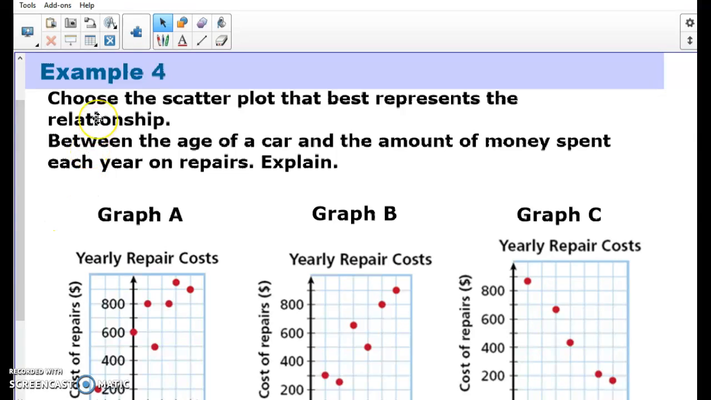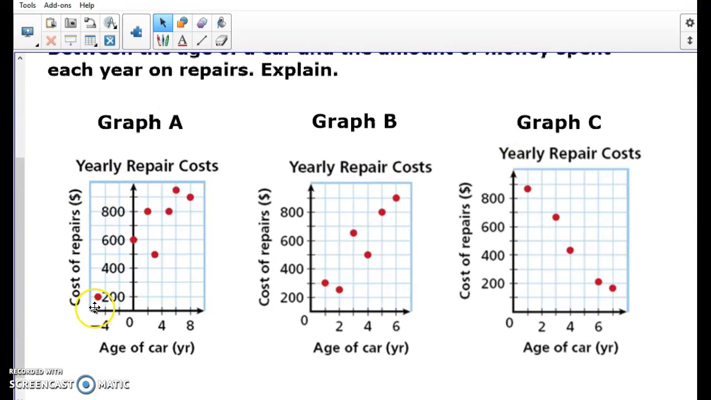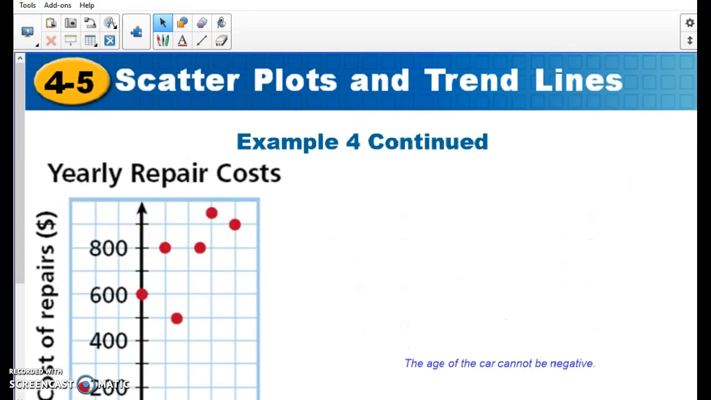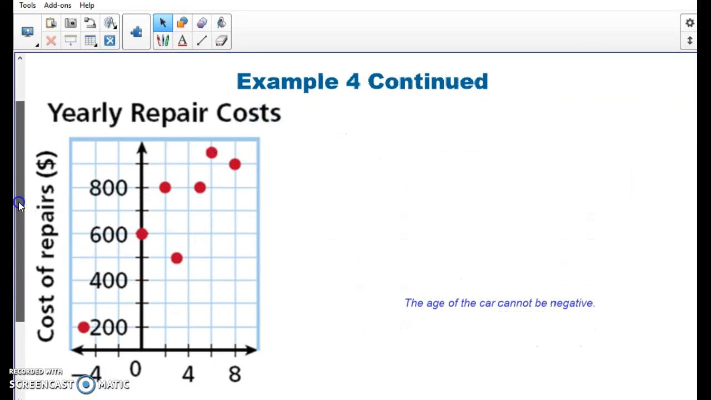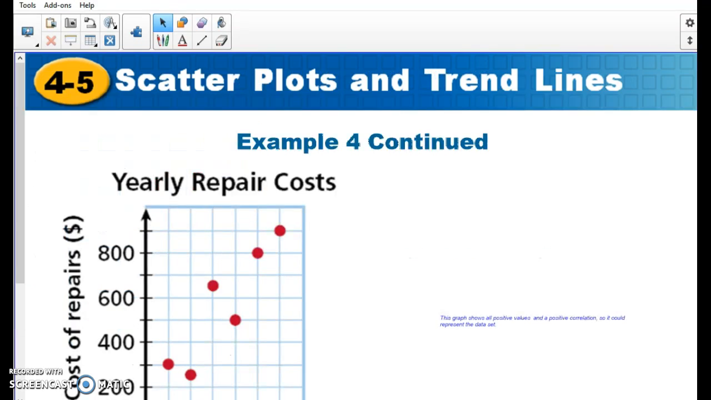This one, let's choose which one would make the most sense. Between the age of the car and the amount of money spent on repairs, we have graphs A, B, and C. Which one would make the most sense for the age of the car and the cost of repairs? Okay, 2 of them we should be able to eliminate right away, pretty much leaving the correct answer. So A, we can eliminate because of this. The car's age can't be negative. There's no way that you have a negative 4-year-old car. So that would have eliminated A.